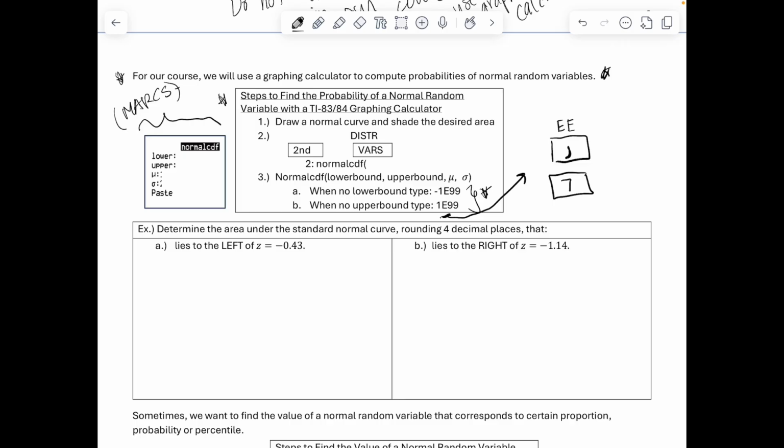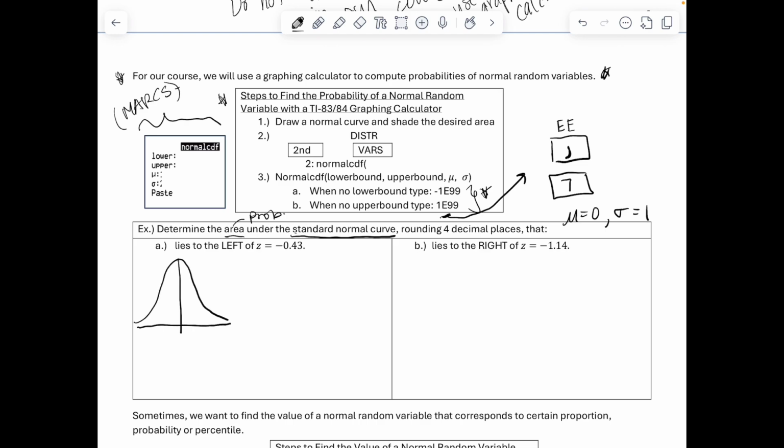The example right below says determine the area under the standard normal curve to 4 decimal places. First thing is it does ask for area. Area is the same thing as probability, and it also says standard normal curve. Remember, with the standard normal curve, the mean is 0 and the standard deviation is 1. For this one, it says the area lies to the left of z equals negative 0.43. So I'm going to have to draw my bell-shaped curve, my normal curve.